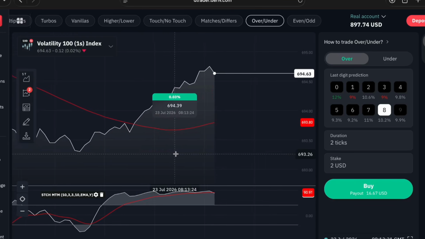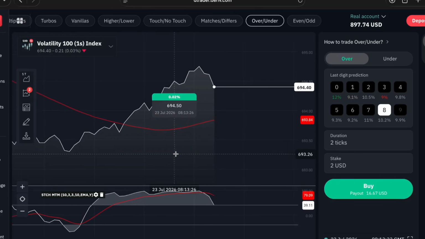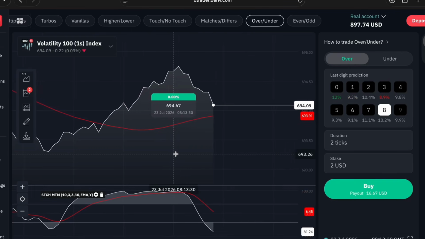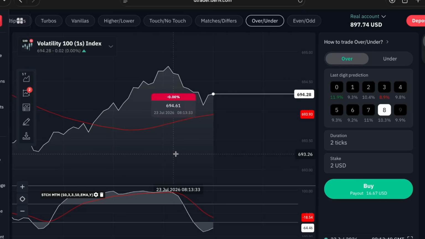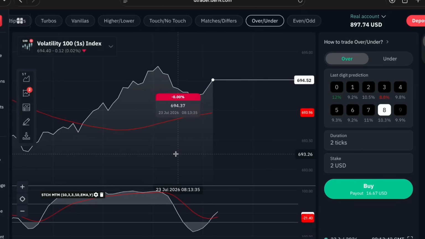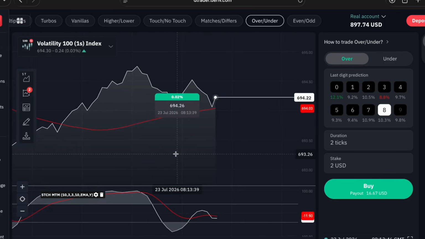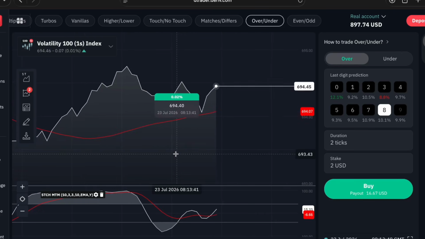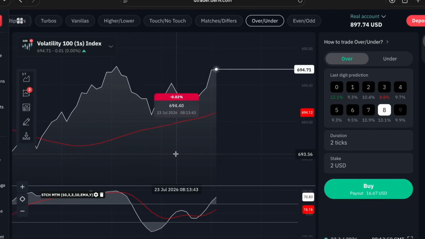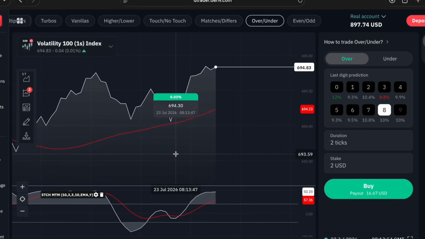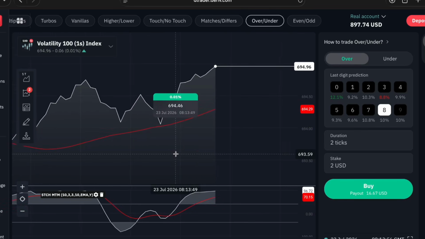Number 3, the real reason most people lose. So if Deriv isn't secretly designed to make you lose, why do so many traders lose money? Here are some of the common reasons. Number 1, as I've always repeated, overtrading. Many people keep trading simply because they are bored. Instead of waiting for quality opportunities, they are taking every setup they see. More trades do not automatically mean more profits. Sometimes fewer trades produce better results.